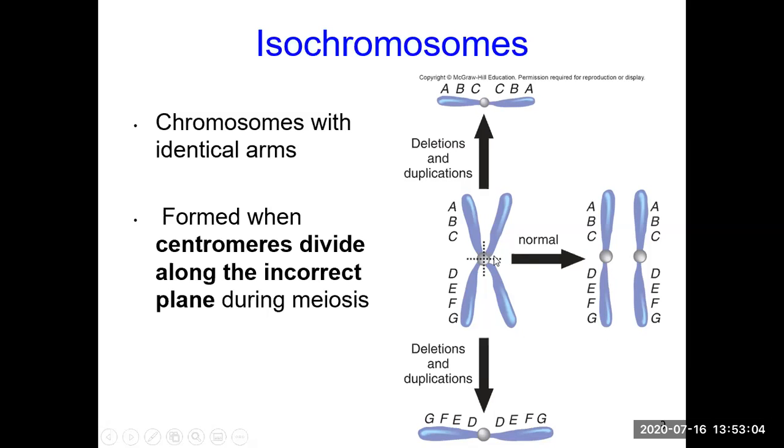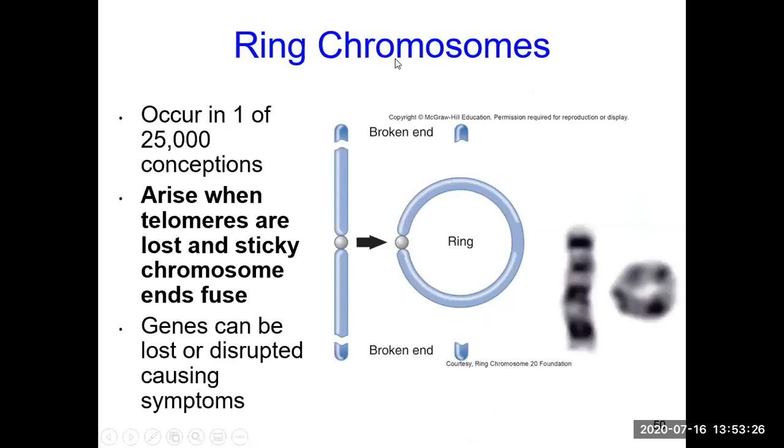But what happens if, by fluke, the chromosome, instead of dividing like this, divides like this? And what are the two abnormal chromatids that have formed? This becomes one, ABC, CBA, and then this becomes the other. So these are chromosomes with identical arms. They are known as isochromosomes.